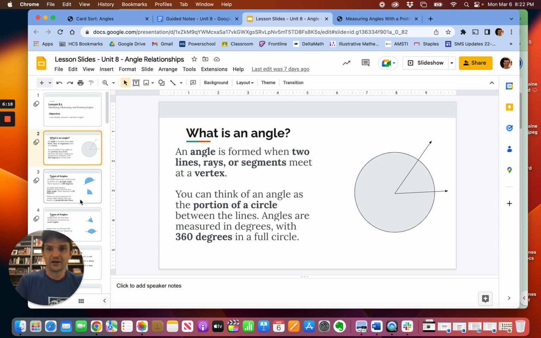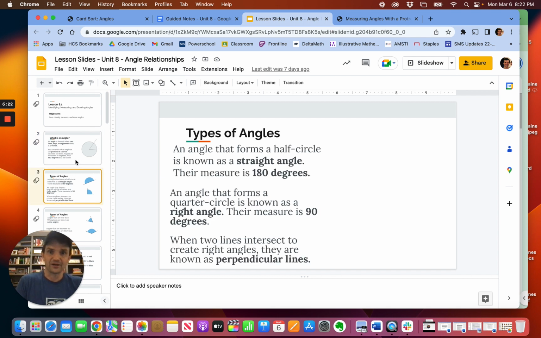So we go through the terminology. We talk about straight angles. We talk about right angles. I use the term perpendicular lines. This is a really important one. I realized a couple of years ago my students did not feel very strong with parallel or perpendicular lines. That's vocab that I use all the time, and so I want them to feel very confident with that.